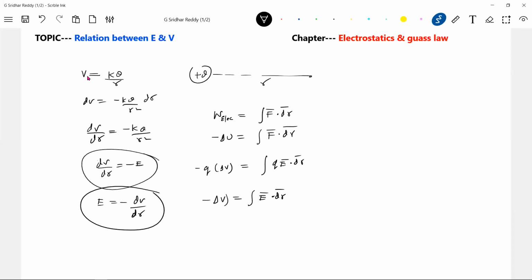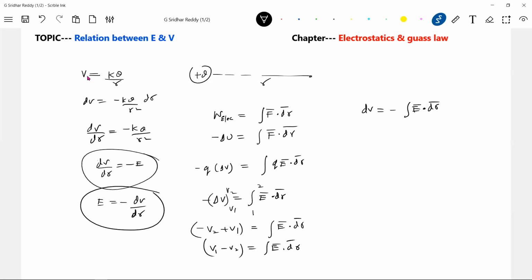So now let me do one thing, limits 1 to 2, V1 to V2. So this will become minus of V2 plus V1 is equal to integral of E bar dot dr bar, or V1 minus V2. Instead, a generalized formula, what we can put? dV is equal to minus of E bar dot dr bar. Okay, this will be our generalized formula.